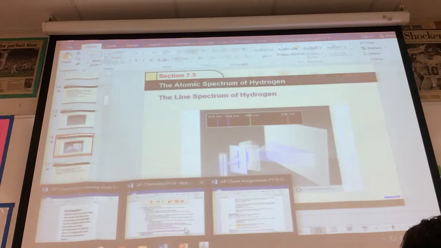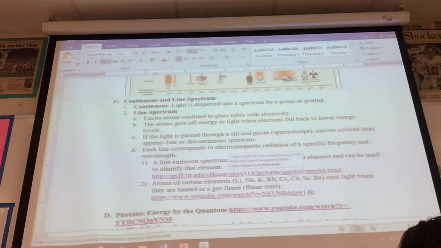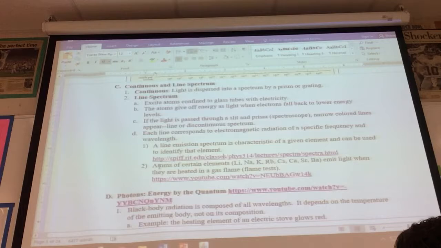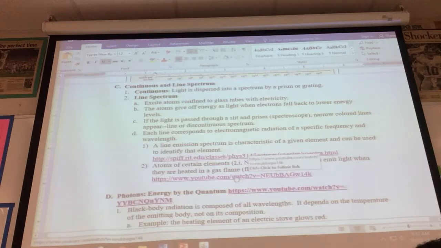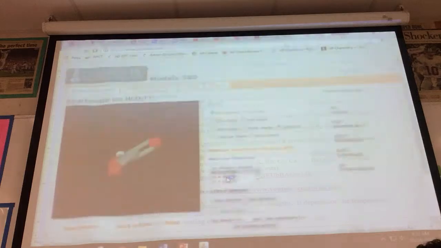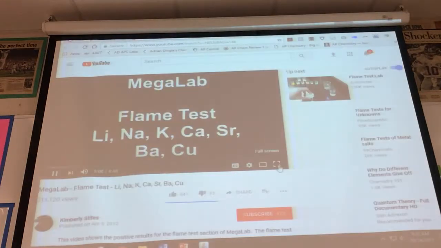But each element has a unique line emission spectra, and we'll talk about how the wavelengths and energies are related. What you're also going to see is that if you heat elements in a flame, they will emit light of a particular color, and we'll be doing this in the lab. We can take a look at this video, although I'd really like to make our own this year because I'm sure we can do a fabulous job.